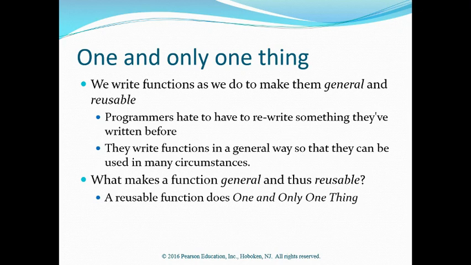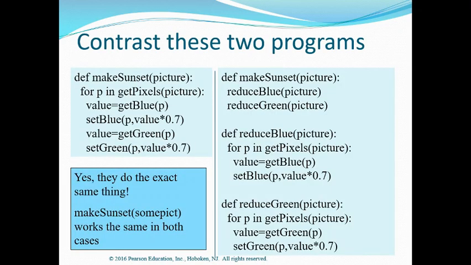We write functions as we do to make them general and reusable. Programmers hate to have to rewrite something they've written before. They write functions in a general way so they can be applied and used in many circumstances. What makes a function general and thus reusable? The reusable function does one and only one thing.